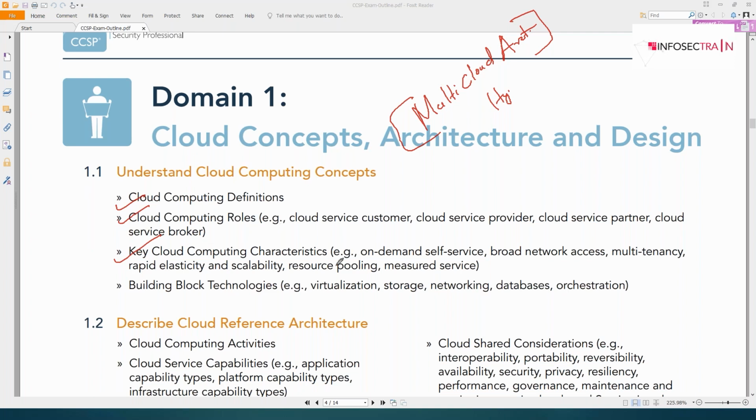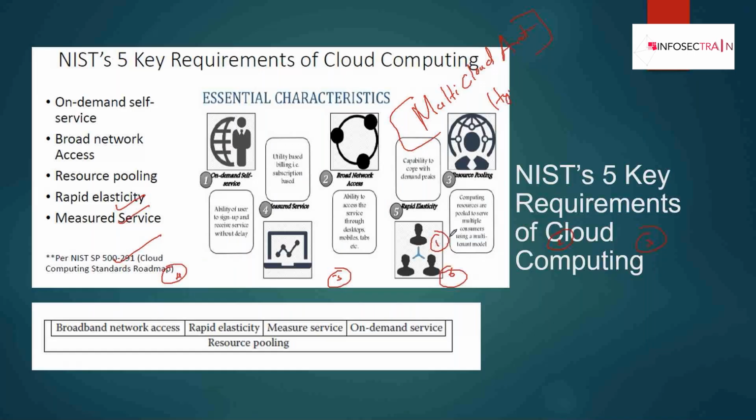We have on-demand self-service, broad network access, multi-tenancy, rapid elasticity, resource pooling, and measured service. You must have these main features if you want to call something a cloud platform. Let me show you an example here. The first one is something called on-demand self-service.